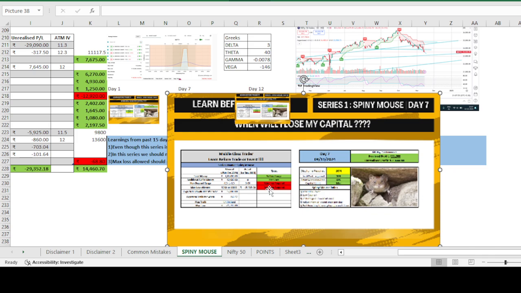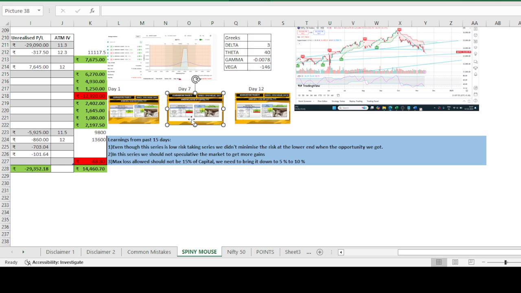What happened on day 7 is we booked profit around 12k, and the unrealized loss is also around 9k or something. It's okay, but we are a little bit over 16k, a little bit over the maximum range allowed. So this is where we made the mistake. We didn't follow discipline; to get more profit we started taking more risk.